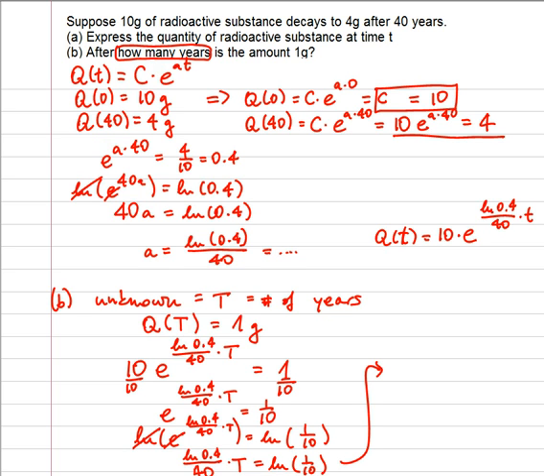Therefore, t is equal to ln 1 over 10 divided by ln 0.4 divided by 40. And that's the final answer. That's the number in years.